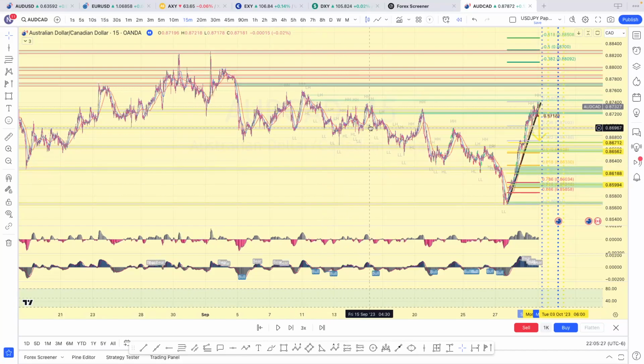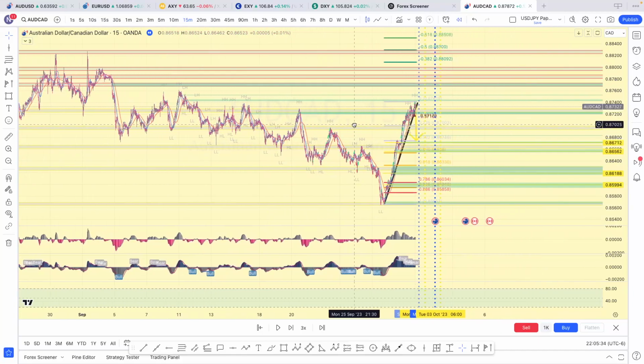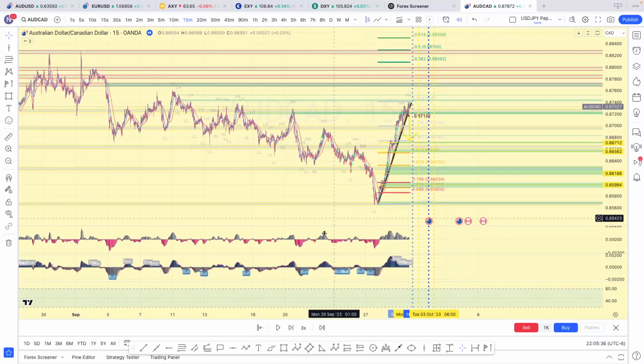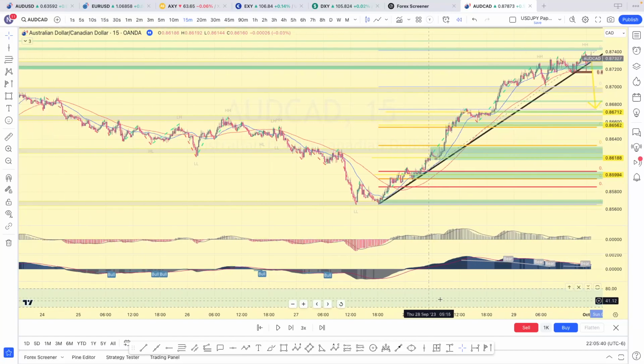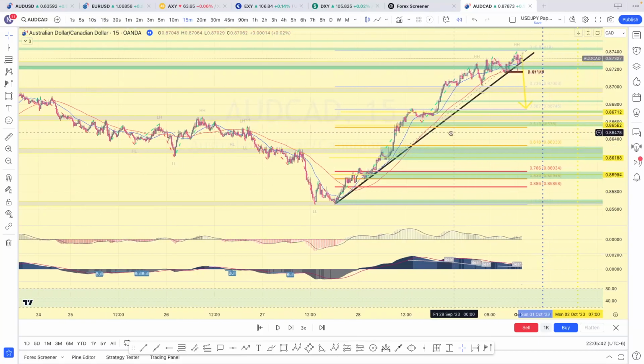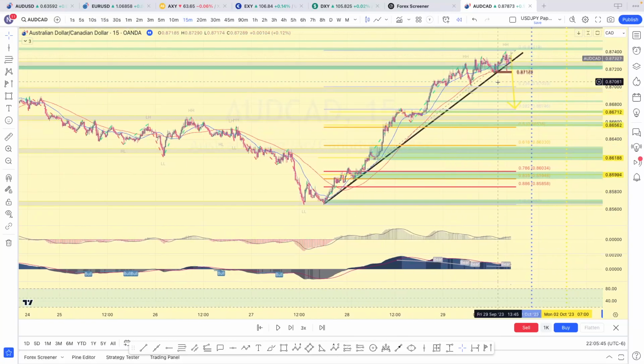I've got my levels in place, got the supply and demand levels actually in green. I'm on the 15-minute time frame. I've got my triangle here set up. And so price is currently right here.